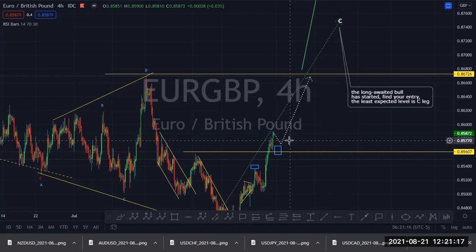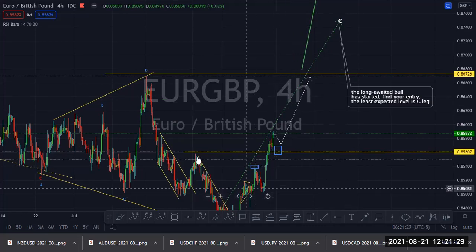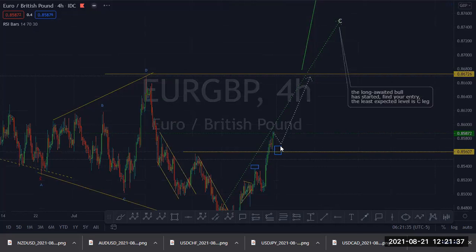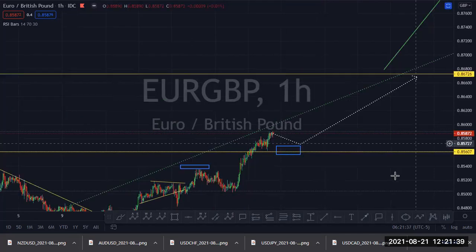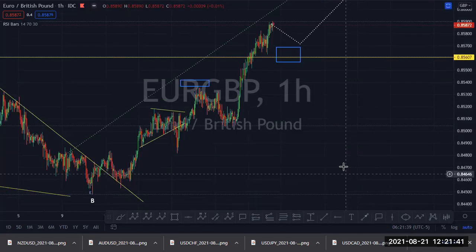So if you see a buy setup, it's recommended you buy Euro GBP towards 87. I haven't entered the buy because I want it to close above this to confirm. I will also be looking for a buy, maybe on the 1 hour chart, if I get a 3 waves pullback, something like this. This may be a kind of running flat.